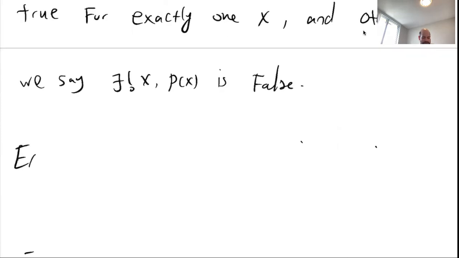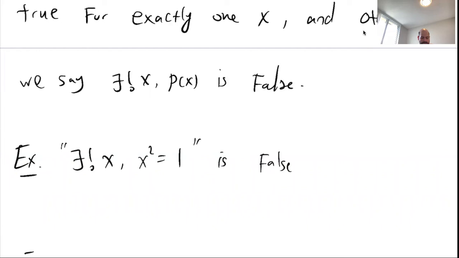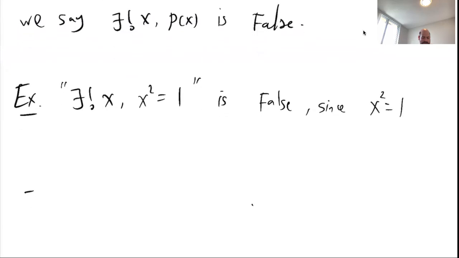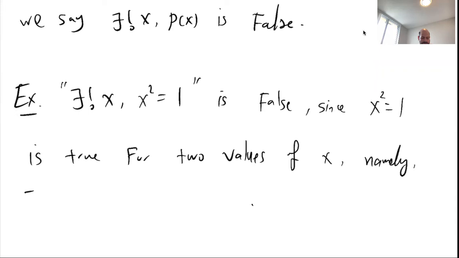So let's look at an example. There exists unique x with x squared equals 1 is false, right? Since x squared equals 1 holds, or is true, for two values of x. Two values of x, namely x equals 1 and x equals minus 1.